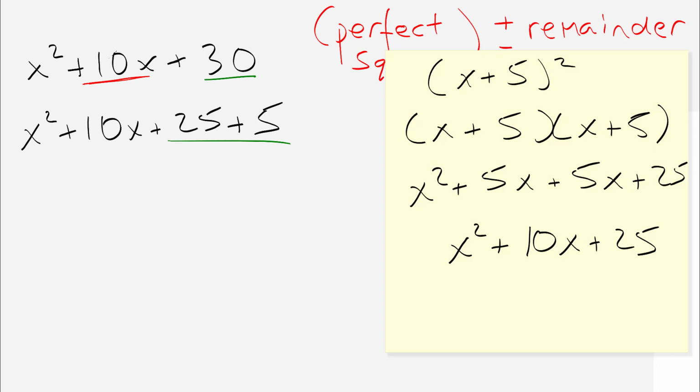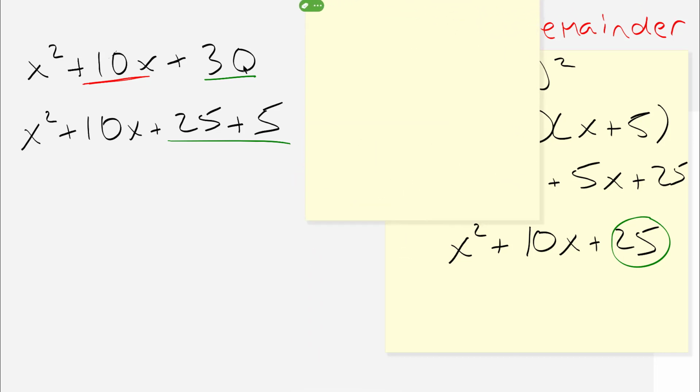So we got our 25 from here, but we have our 25 plus our 5 adds up to the 30. The way some people like to look at that is they like to always say that it's the first number, 30, take away the number from the perfect square, take away 25, that gives you the remainder of 5. That's another way to look at it.